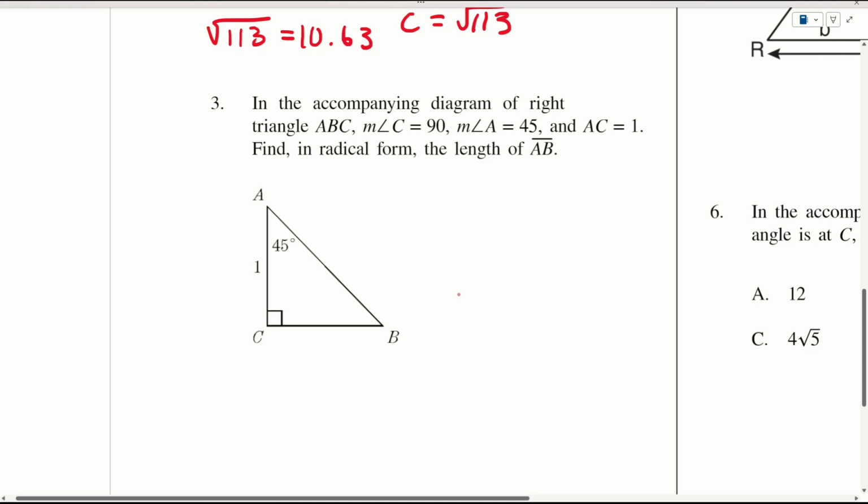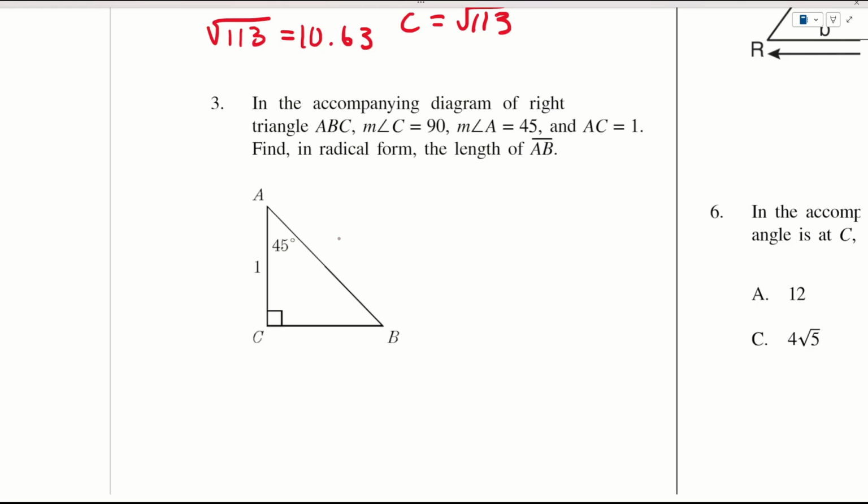Question 3. This question is a free response, meaning that it has no multiple choice answers. So these probably get a little bit harder or more difficult because there are no multiple choice answers to see if you get it right. But I'm going to help you guys with this one. In the accompanying diagram of a right triangle ABC, measure angle C equals 90, measure angle A equals 45, and measure AC equals 1. The only thing I like about this problem is that they label it for you on the diagram, so you don't have to do it. So less work if you're short on time.